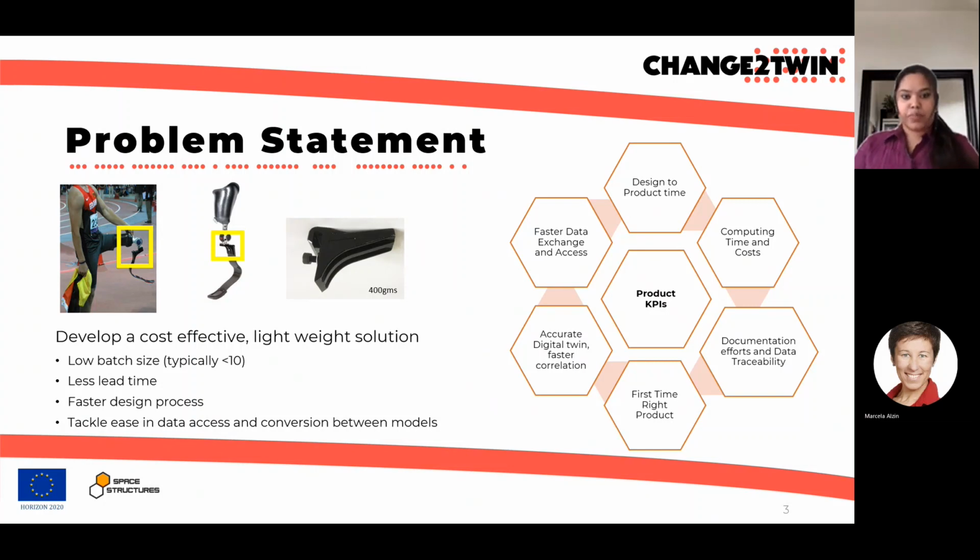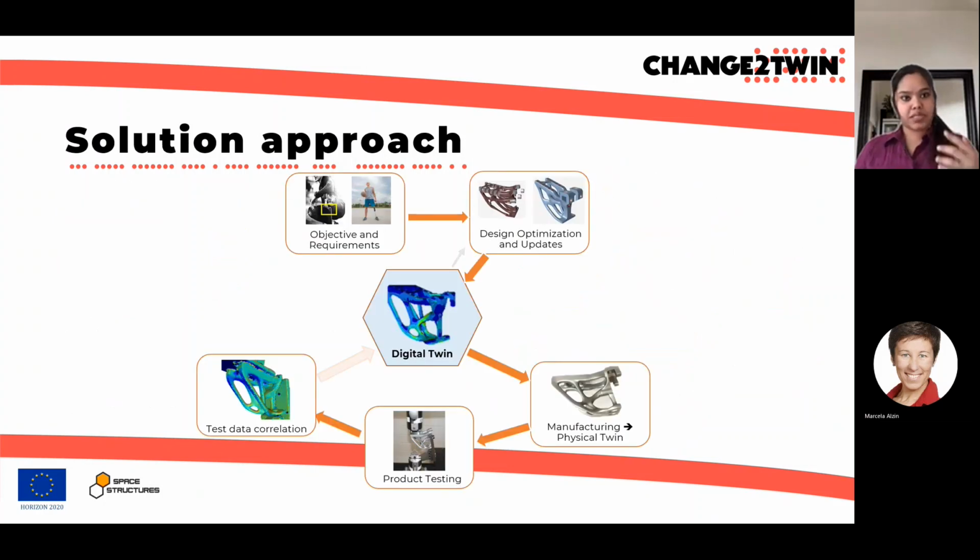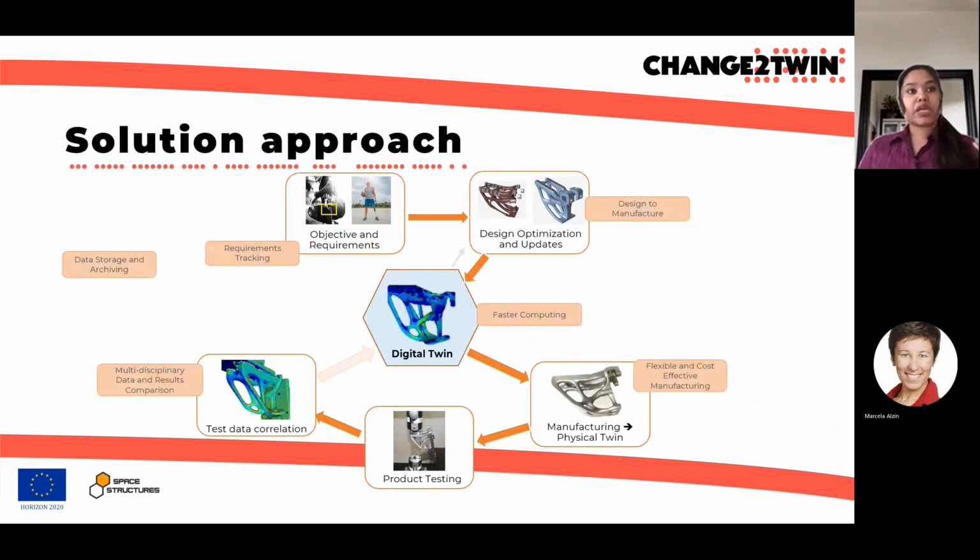Towards the solution approach, the first step was to identify the main problems. We identified the main challenges for each production process and prioritized them based on their contributions towards the KPIs. Then we identified the possible solution providers who can help us tackle all these different problems. The first provider that we looked into was for requirement tracking and data storage.